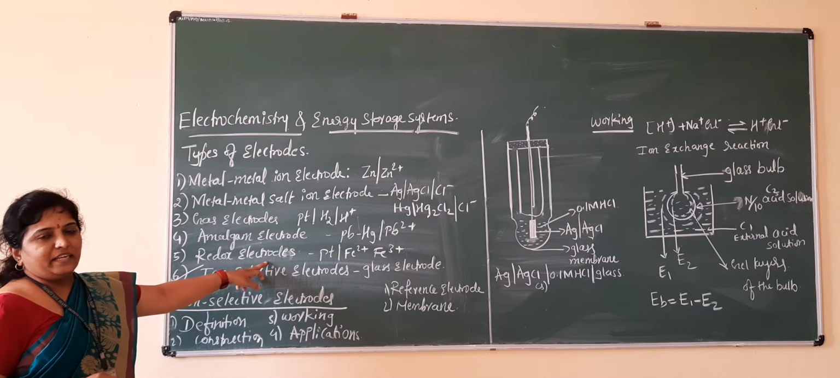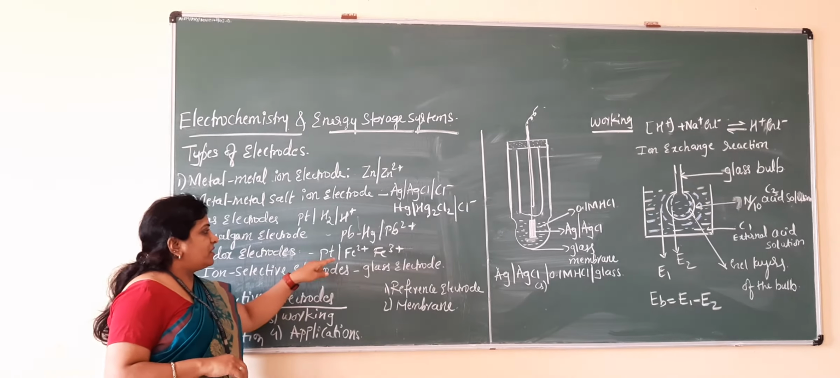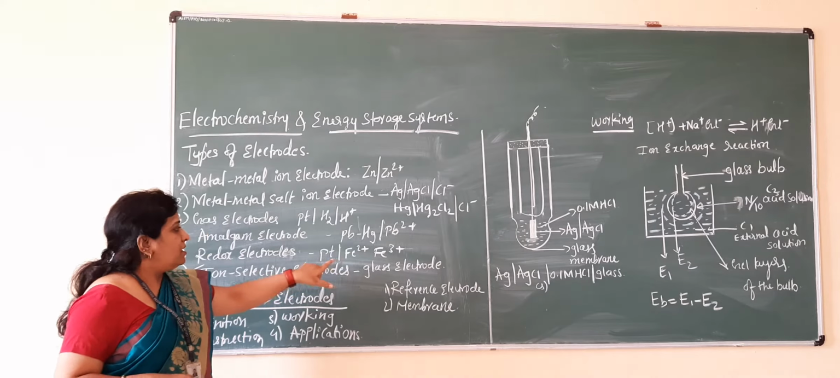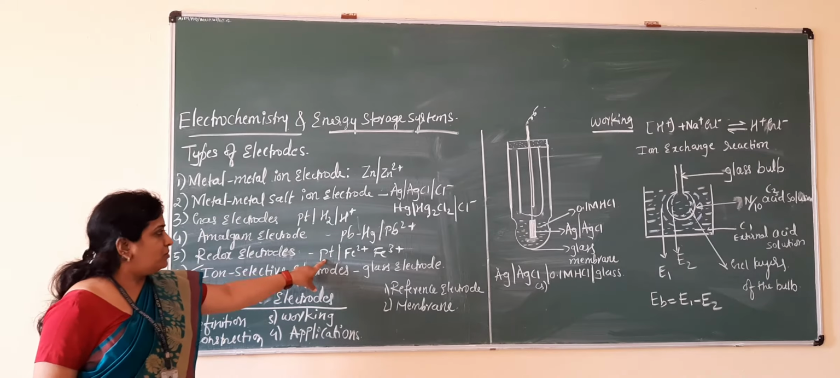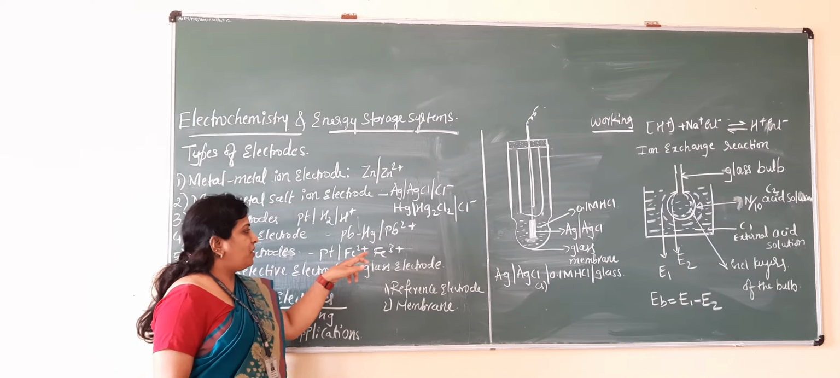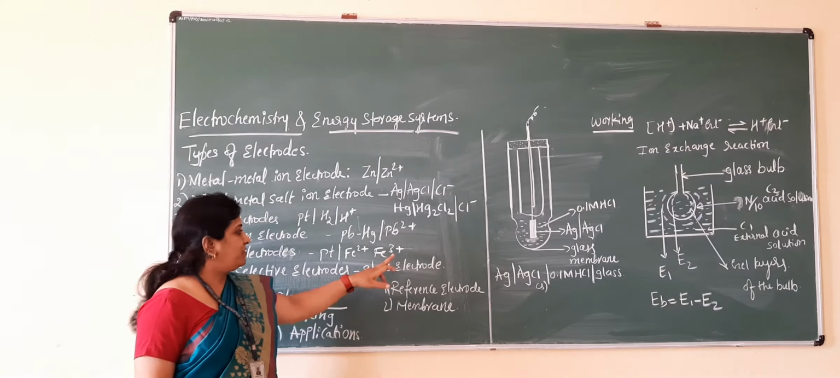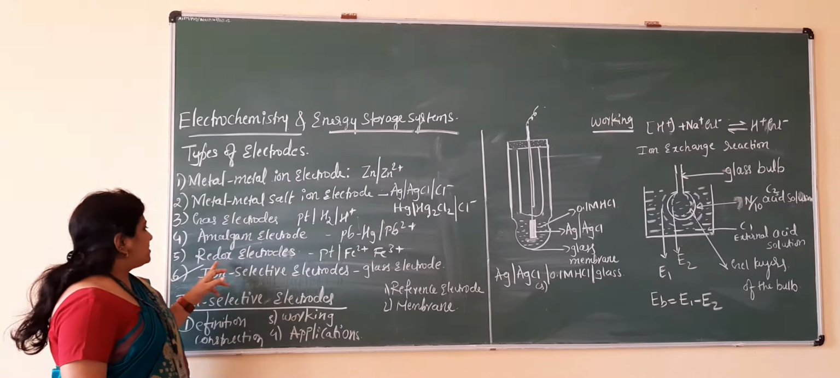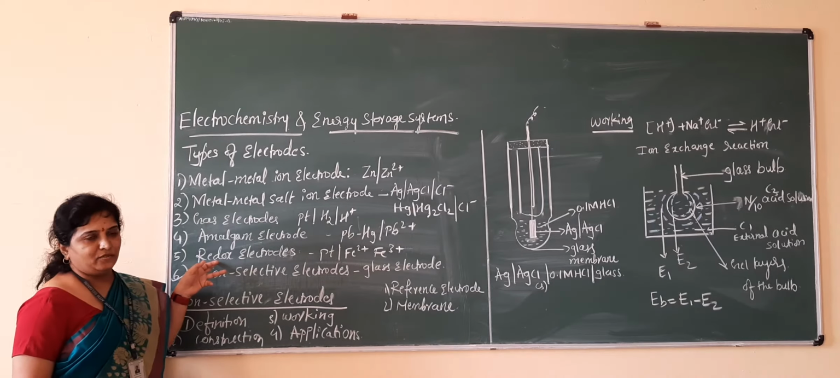This is in contact with an inert electrode. As you can see in the example, platinum is the inert electrode, and this is the reduced form and this is the oxidized form of the same Fe. So this is a redox electrode.